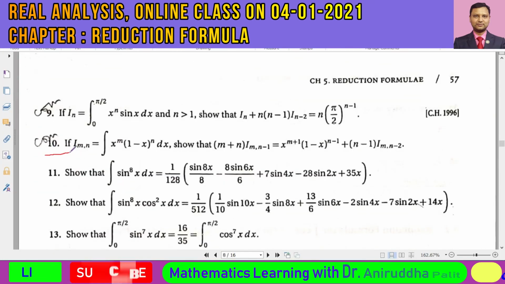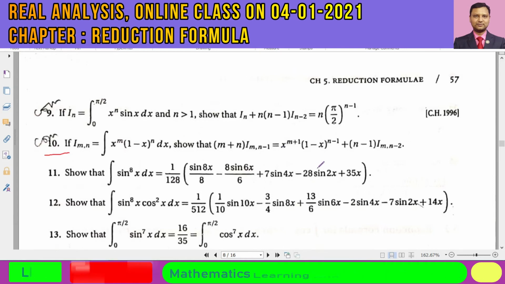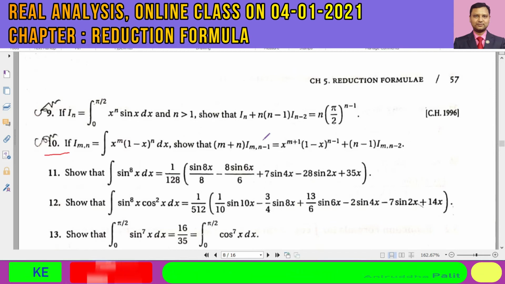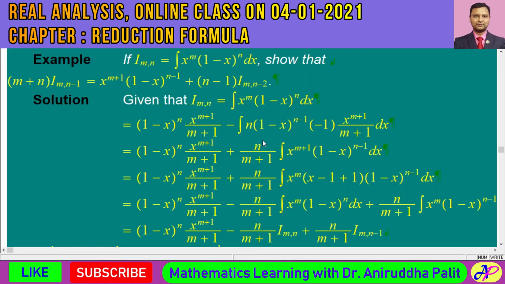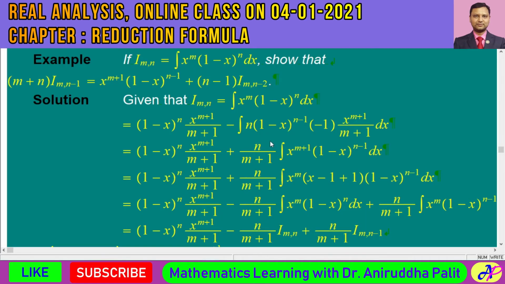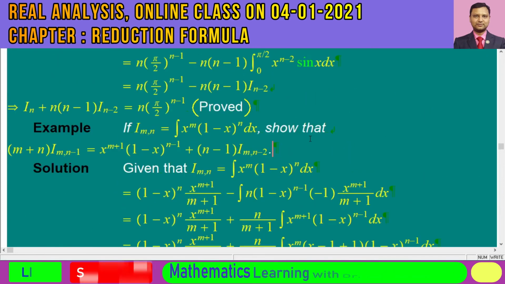This is question number 10. What we observe over here, there may be a printing mistake, I suppose. Let me check. No, it's okay. No printing mistake is there. Okay.